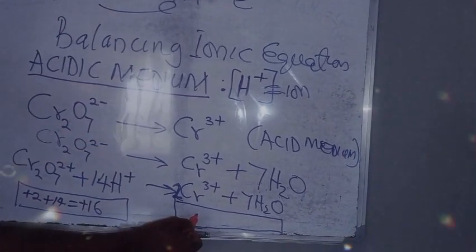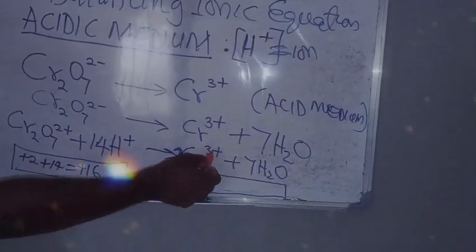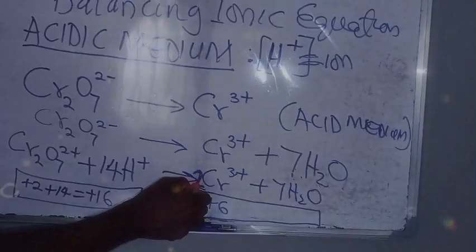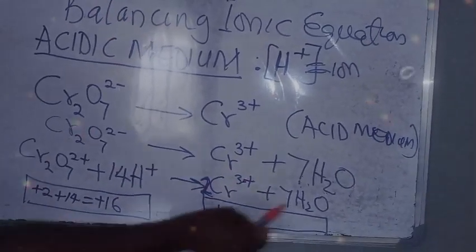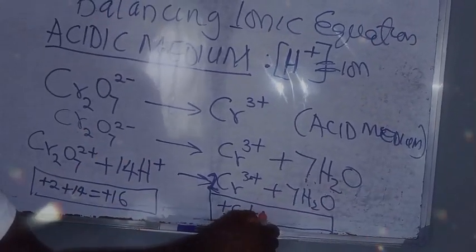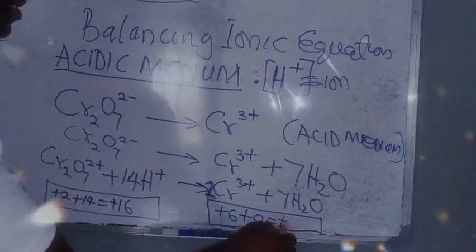Let's come to this side. How many charges here? 2 times plus 3, that is plus 6. These 2 multiply this. 2 times plus 3, that is plus 6. This one does not carry charge. It's not ionized, that is 0. No charge, you can't see any charge. The charges can either be plus or negative. No charges here, that is 0. So this is plus 6.